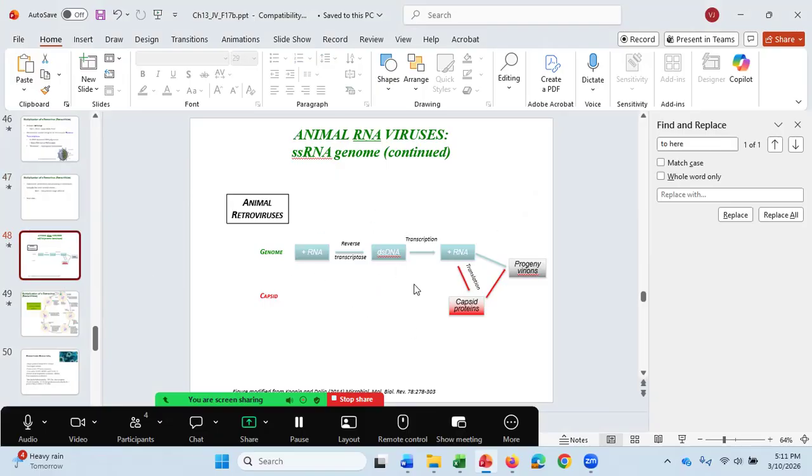And this is sort of what I showed you here. The single-strand RNA will in two steps become double-strand DNA, integrate into the host chromosome. It can be transcribed, making positive single-strand RNA, which can be read by the ribosome to make the capsid proteins, and it can get together with the capsid proteins to make the new progeny virions.